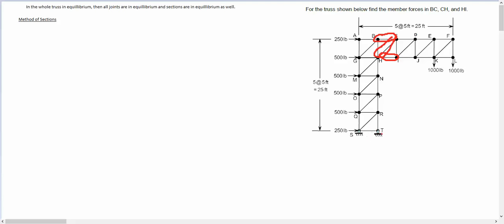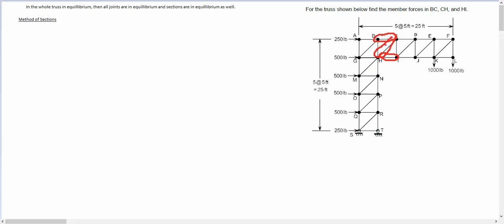Well, using the method of joints, you have to solve for each one of these member forces and work your way up, or from the right side, work your way up to the left side. While using the method of sections, we just need to break down this point into a section. And if the whole truss is in equilibrium, then all joints should be in equilibrium as well. And if all joints are in equilibrium, then we can cut sections of the truss, and the sections of the truss must be in equilibrium as well.